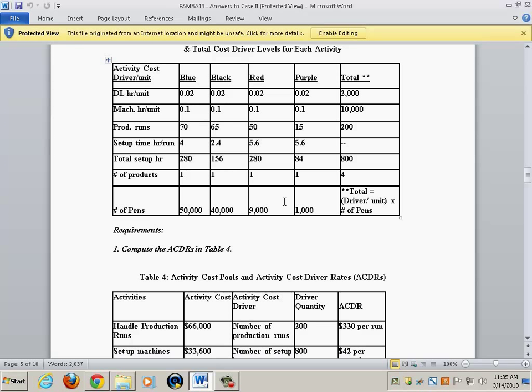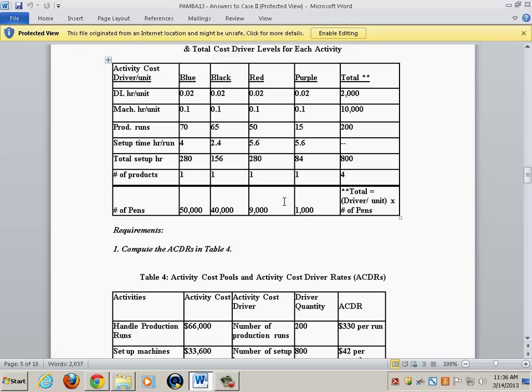So we know that our first method summed up all the costs of all the activities and lumped them together, and then allocated everything based on the direct labor hours for each pen. It doesn't account for all those differences.